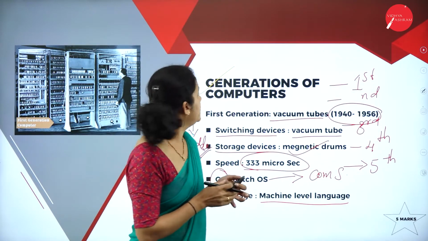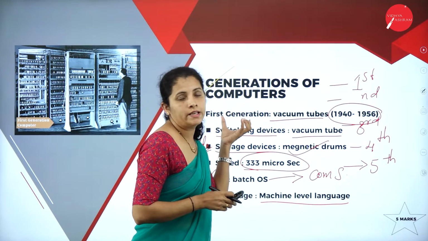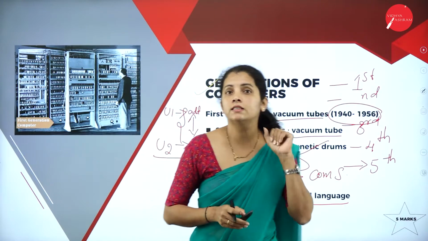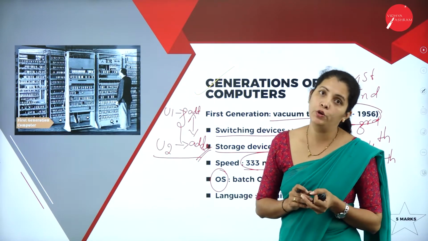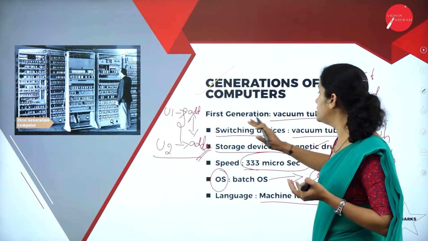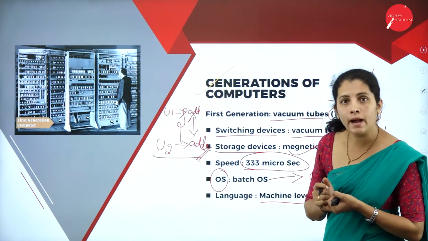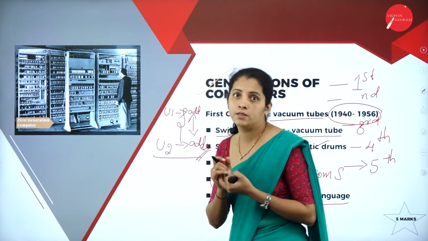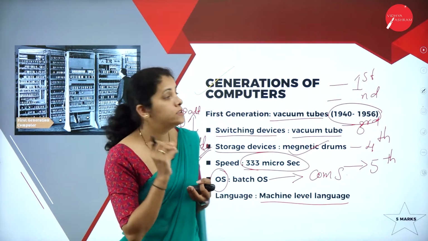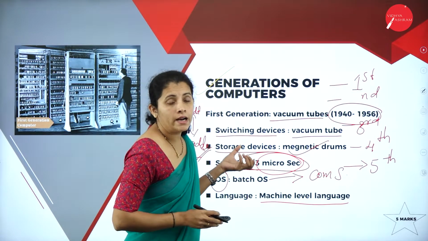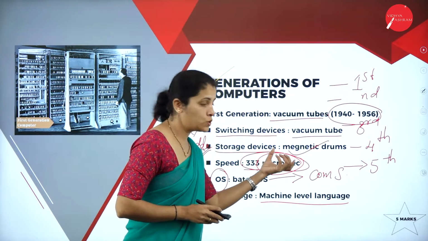So dear student, during the first generation, what kind of switching devices did they use? That is nothing but the vacuum tubes. And at the same time, what kind of storage device? That is nothing but the magnetic drum. Along with that, what is the execution speed? That is measured in terms of microseconds, and it is 333 microseconds.